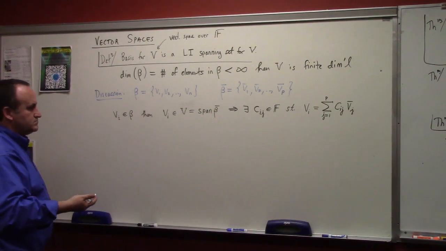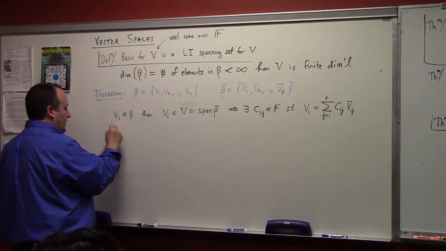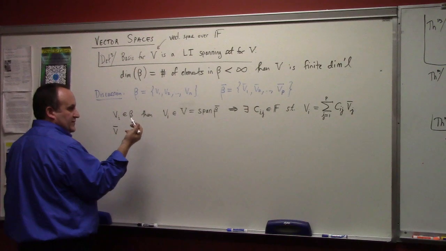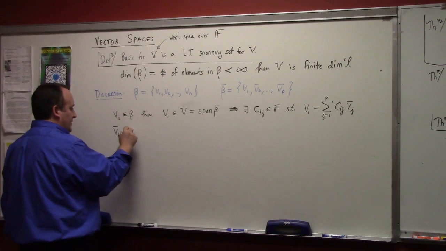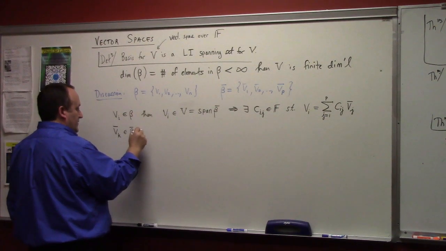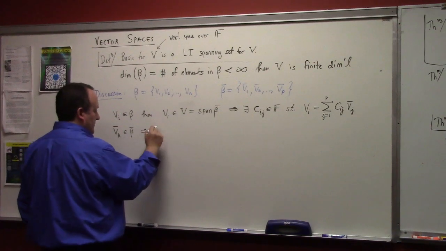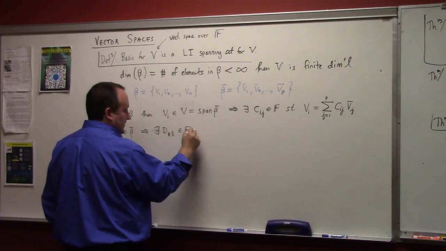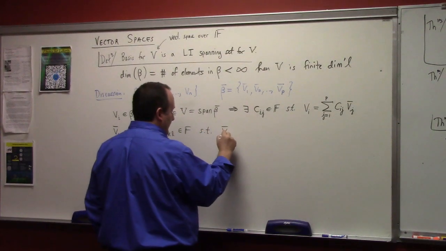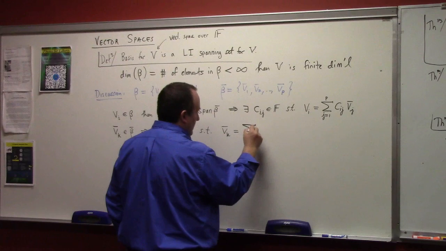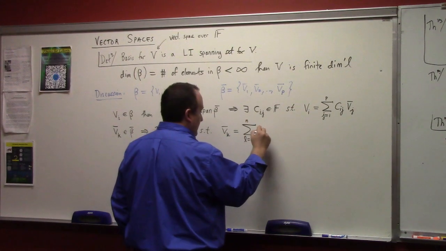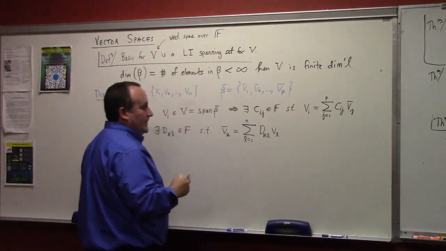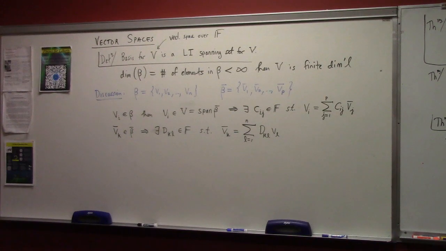Now on the flip side, we also have that v bar, I'll use different letters here, k is in beta bar, which implies that there exist D, let's say, k l in the field, such that v bar k is equal to the sum over l equals 1 to n of D k l v l. All right. So then what?